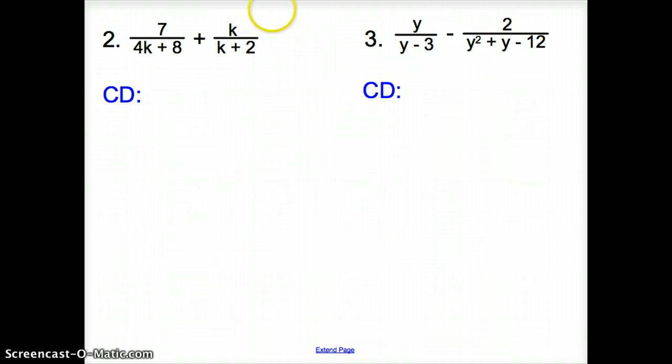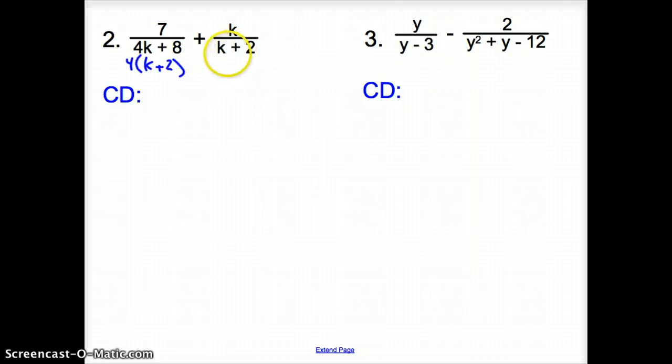So with 2, same situation, we have to find the common denominator first. So we look at the denominator. Look at this guy. Can we factor this at all? Can we break it down? Well, I can take a 4 and a 4 out, so it's going to be 4 times k plus 2, and then I look over here, it's just k plus 2, so I can't do anything with it.